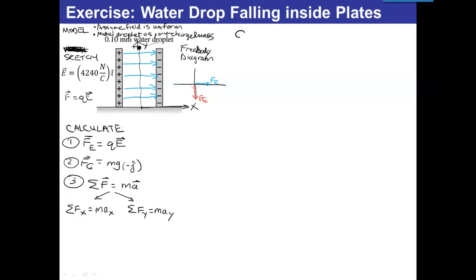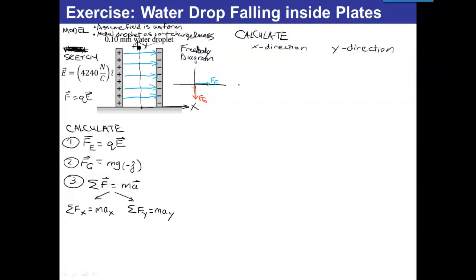I'm going to go back. I'm going to go up here now and continue the calculate step up in this corner. All right, so we essentially have two directions to worry about. We've got X direction equations and we have Y direction equations. So let's consider these separately.